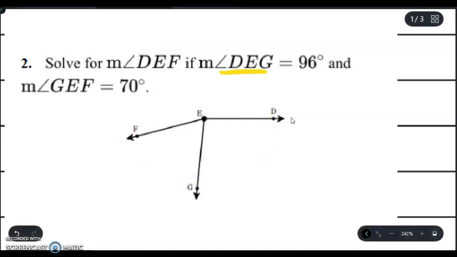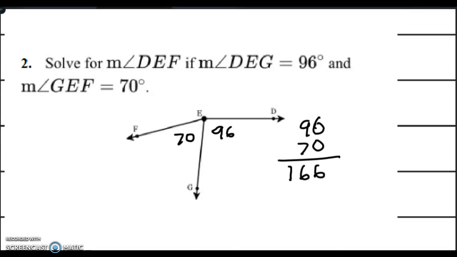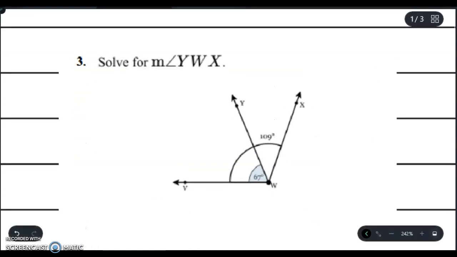So this one, DEG, is 96. And then GEF is 70. So I'm going to write that in, 96 and 70, and simply add that up. 96 and 70, and I get 166. Alright, let's look at a couple more angles. That's addition there. Now we're going to do subtract.